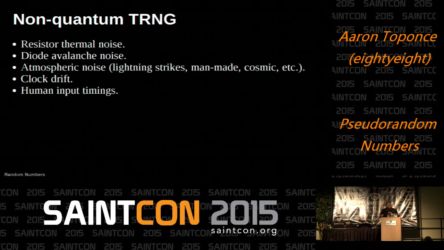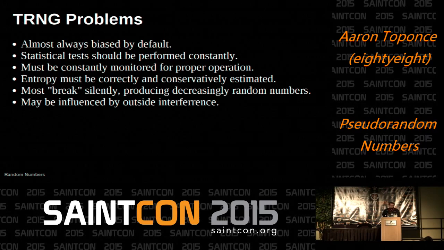Humans aren't very random when they think about it, but they are random in their physical interactions with the world. For example, the timings between your typing actually turn out to be a decent source of randomness. Where you're moving the mouse on a web page or on a graphical application also have some entropy behind them and can be a good source of randomness. As I mentioned earlier, true random number generators are almost always biased. In fact, not almost, they are. They just are biased. So they need to be whitened.